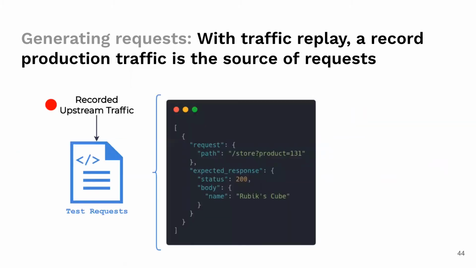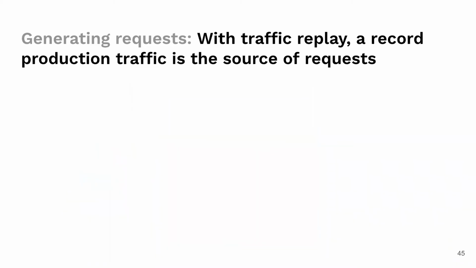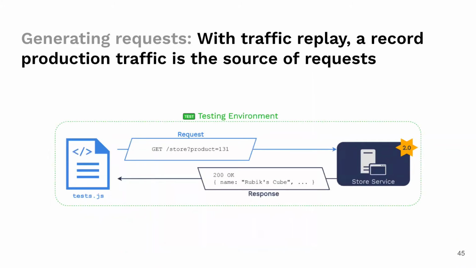That record of requests and corresponding responses is then used as the requests to be issued to the service under test and the expected value for each response. So the regression test is similar to before. The updated microservice is spun up in a testing environment and requests are issued against it. The only difference is this time, those requests are from recorded production traffic, not from something developer scripted.